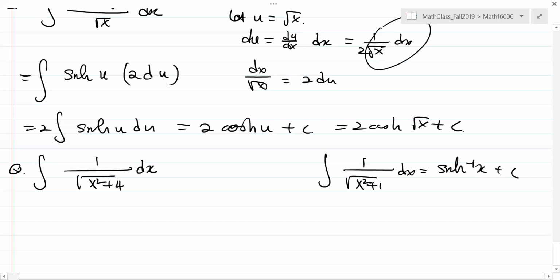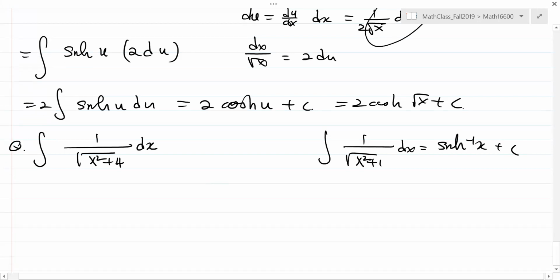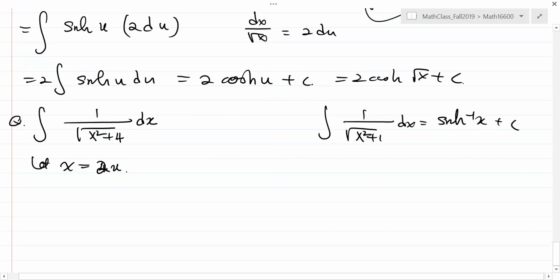So the slightly different thing here is that the other side is 4. So you have to modify it, you have to let x be 4u, let's say, or 2u, because 2 squared is going to be 4. Or u is going to be half of x. Then du dx is going to be 2 du, right?